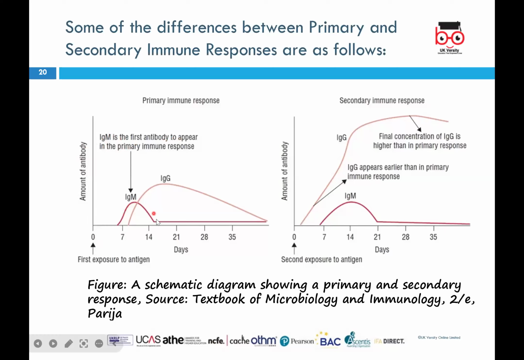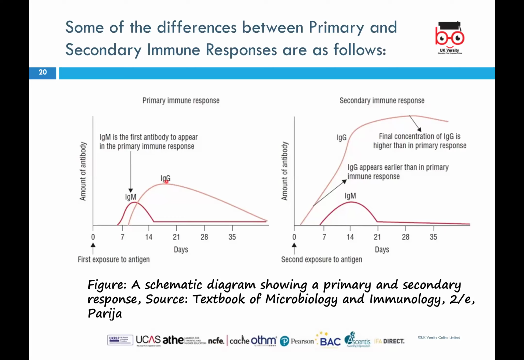You see this peak? This shows how much of it is produced. This is the amount of antibody. So there's a peak of the IgM. So the first antibody that is produced as a result of the first exposure to an antigen is the immunoglobulin M. And later on, when we proceed towards probably the 8th or 9th day, you have the IgG response.